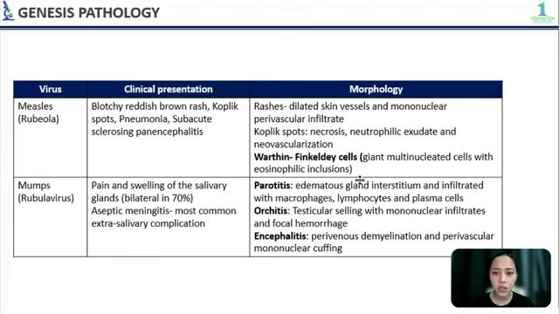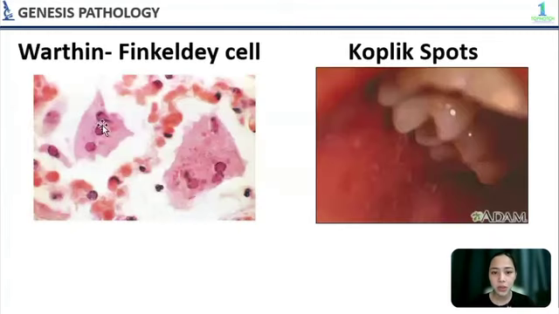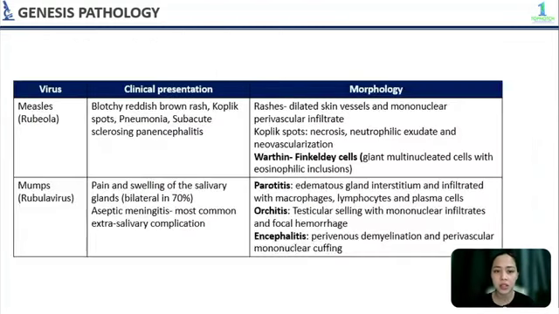So, meron din tayong tinatawag na Warthin-Finkeldey cells. So, these are giant multinucleated cells with eosinophilic inclusion seen in measles. So, ito yung itsura niya, Warthin-Finkeldey cells. So, meron siyang eosinophilic inclusion. Tapos, ito yung Koplik spots.